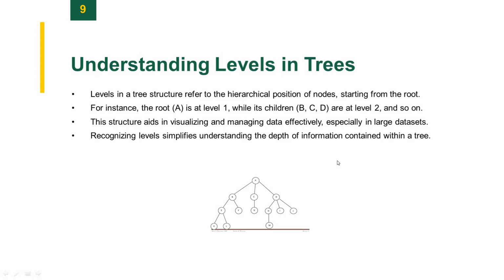Understanding levels in trees. Levels in a tree structure refer to the hierarchical position of nodes starting from the root. For instance, the root A is at level 1, while its children B, C and D are at level 2. In the same way, E, F, G, H, I and J are at level 3 and so on. This structure aids in visualizing and managing data effectively, especially in large data sets. Recognizing levels simplifies understanding the depth of information contained within a tree.